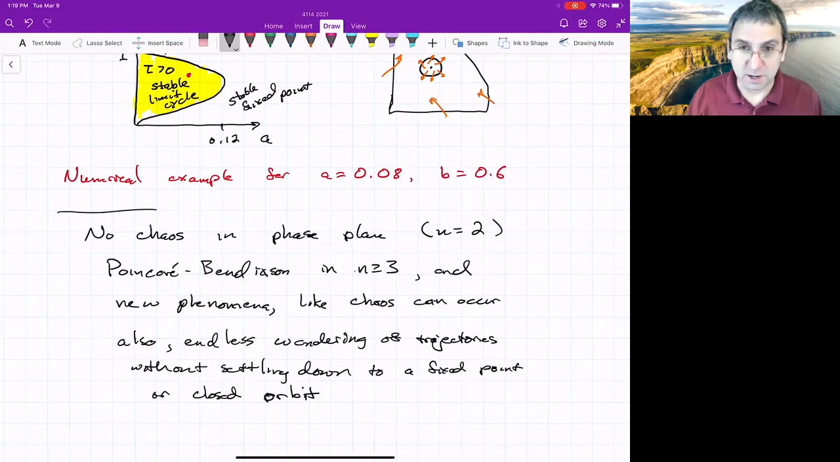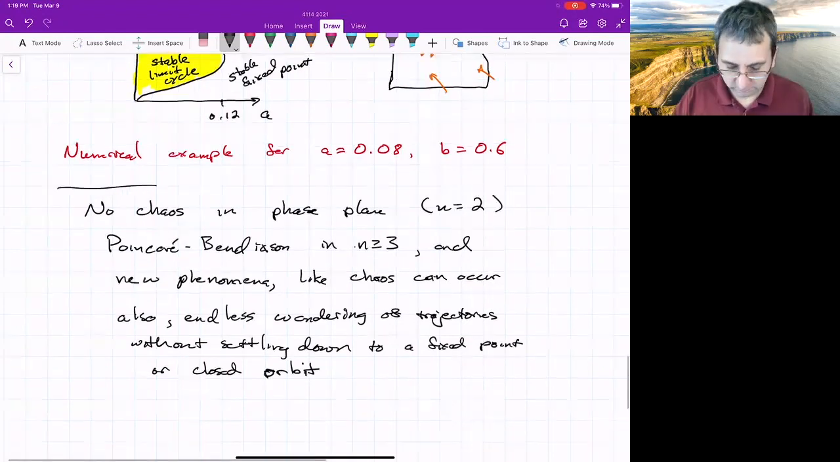That's phenomena that's possible. You can, of course, still have things settling down to fixed points or closed orbits, but you also get new things. Good to know.